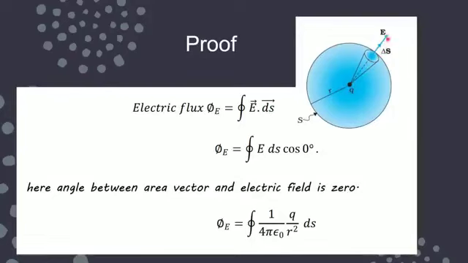lines is perpendicular, area vector is always perpendicular. So in this case your electric field and area vector both are in the same direction. So by the definition of electric flux, E ds cos theta, theta is 0 in this case, so I can write it simply E ds. But you have studied the electric field due to the point charge, and that is given by q upon 4 pi epsilon naught r square, and this ds will be written as it is.